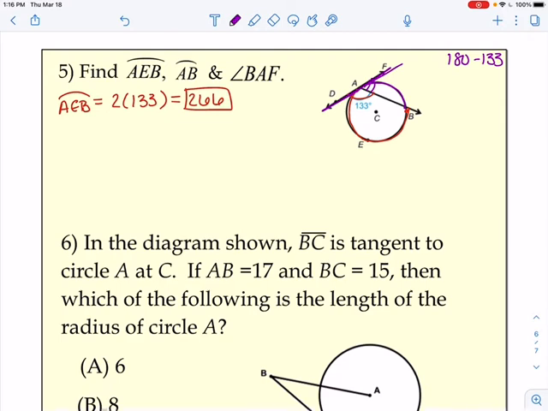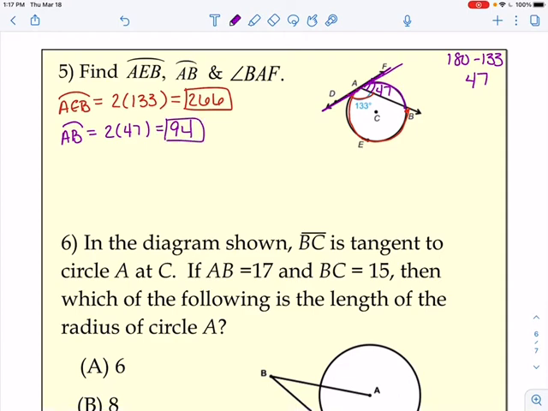90. Nope, not 90. That is going to leave me with an answer of, it would help if I did this before I started talking, 47. Yep, 47. So this angle right here is going to be 47. Okay, which means that now to go from the angle to the arc this time, again, we're going to multiply by 2. So arc AB is going to be 2 times 47, which is 94.